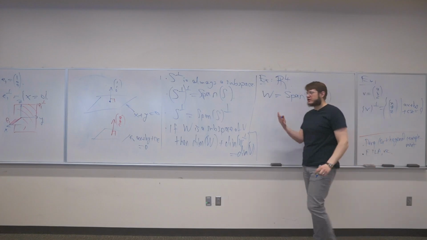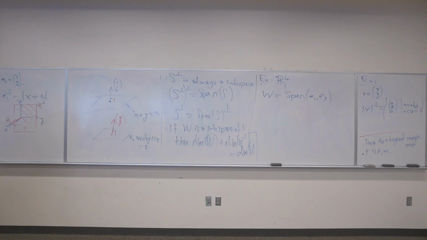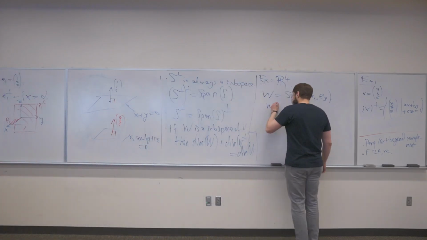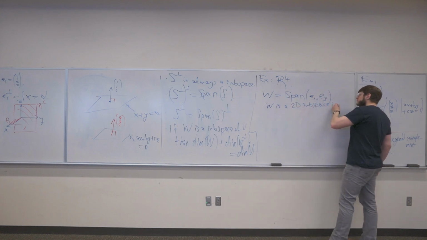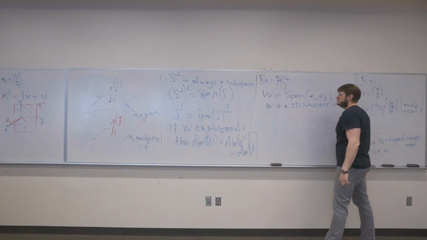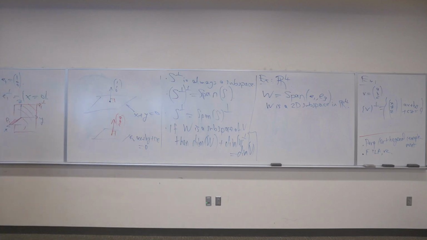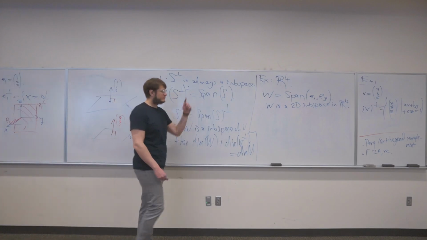Okay, so I have 4 standard basis vectors. E1 is 1, 0, 0, 0. E3 is 0, 0, 1, 0. These are linearly independent. When I take their span, that's a 2-dimensional subspace of R4. Here's a 2D subspace in R4. I want to compute its perp. Well, what is the perp of W? It's the set of all those vectors that are perpendicular to any one of these vectors.